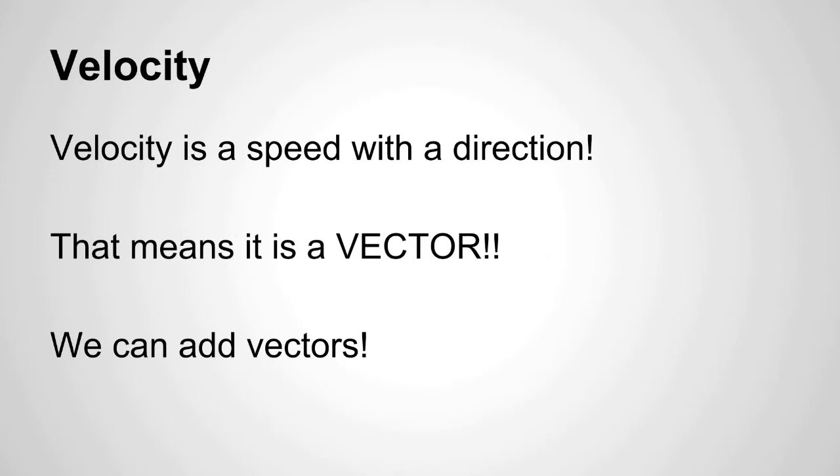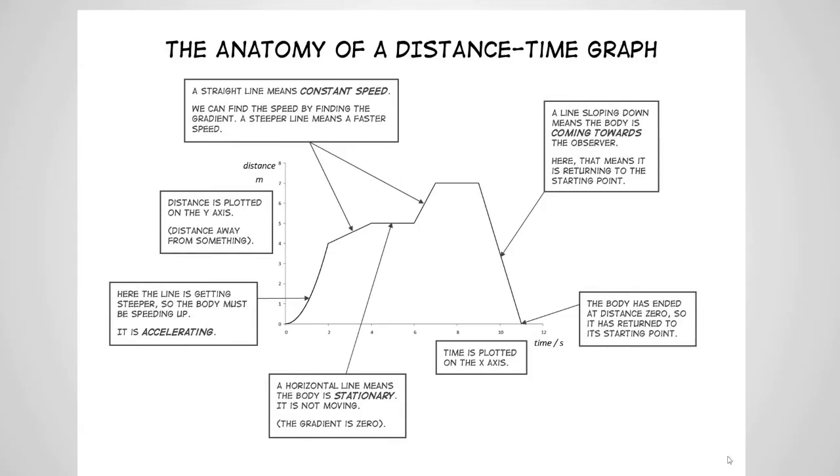If we go back to our graphs, you notice the direction is indicated in the slope by being positive, as in this part of the graph and this part of the graph. Positive means it's going away from the starting line, or negative slope, meaning that it's coming back towards the starting line.